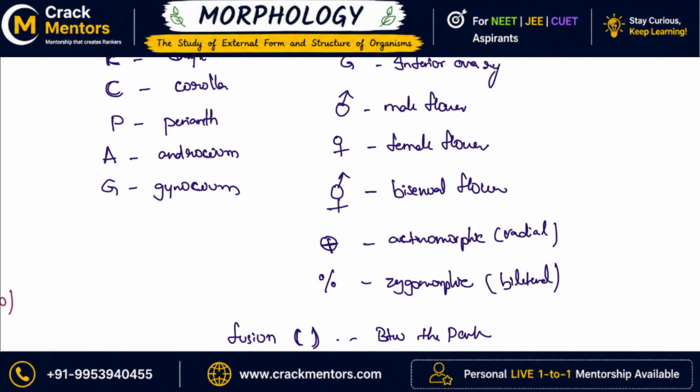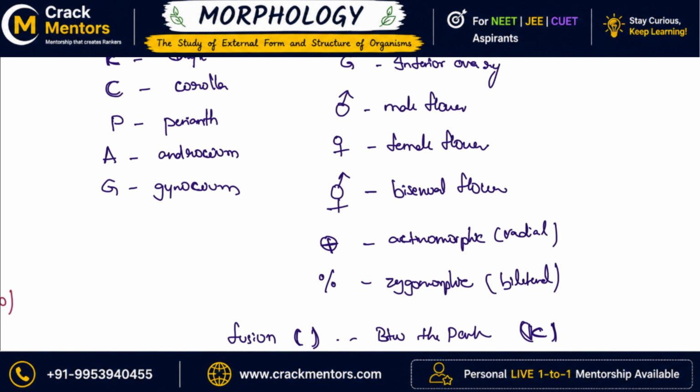In case of adhesion, we draw a line between both the parts. But if I write in this way, that means all the calyx present are fused with each other. Fusion is done within the part and adhesion is done between two different parts.